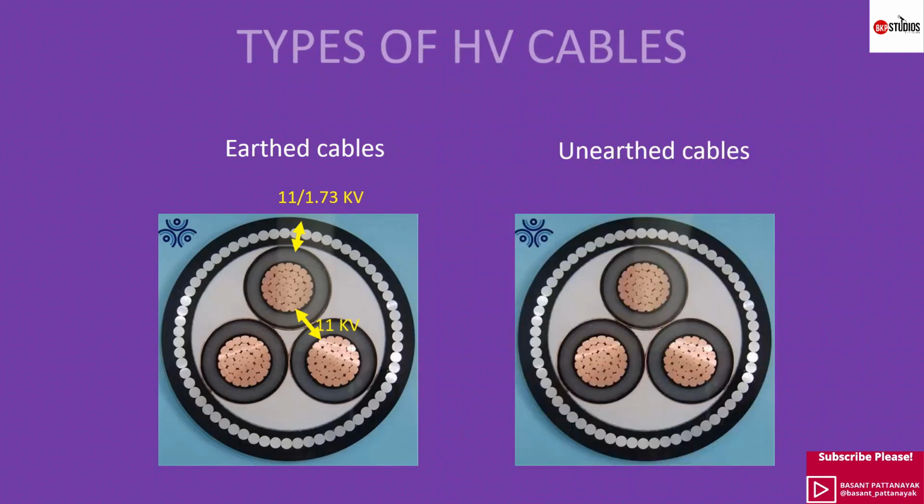In unearthed 11 kV cables, the insulation between the lines, that is R and B phase, will be based on the 11 kV voltage. And the insulation between one phase and outer covering will also be based on 11 kV voltage. Unearthed cable has thicker and more effective insulation between the phase and the outer covering. That is the difference between earthed and unearthed cables.